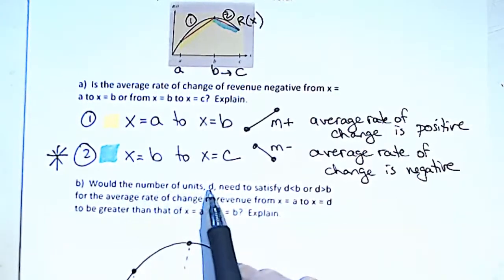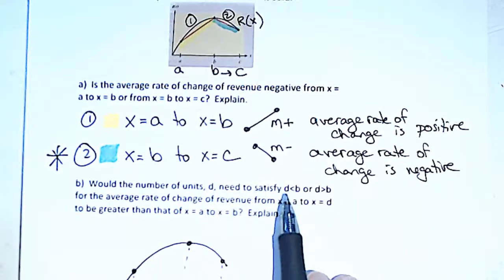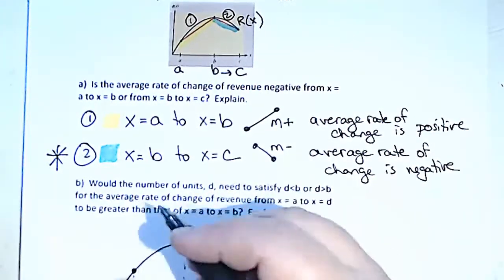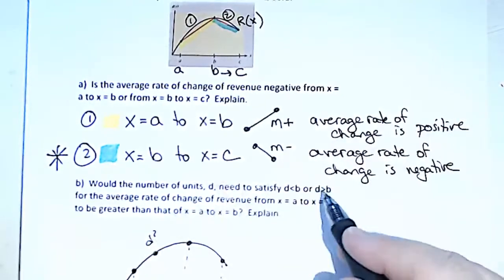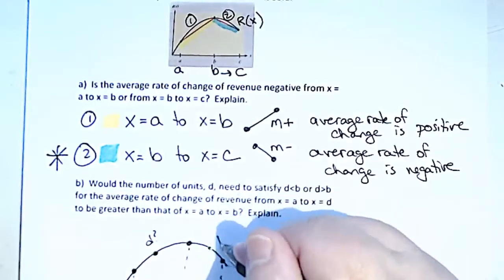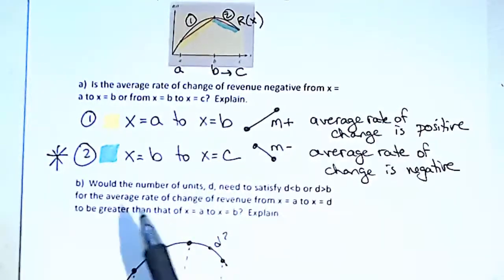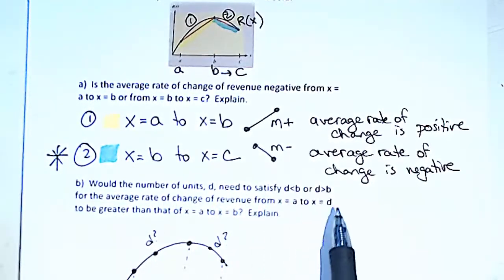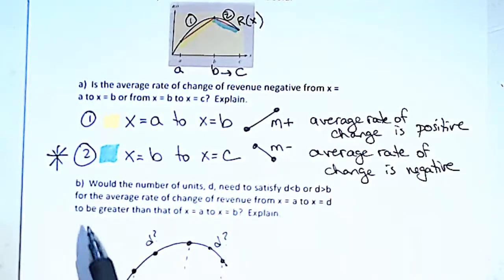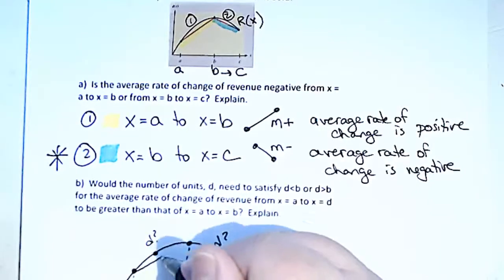Would the number of units D need to satisfy D is less than B? So should we put the D over here? Or D is greater than B, so should we put the D over here? For the average rate of change of revenue from x equals A to x equals D to be greater than that of x equals A to x equals B. So here's A to B.